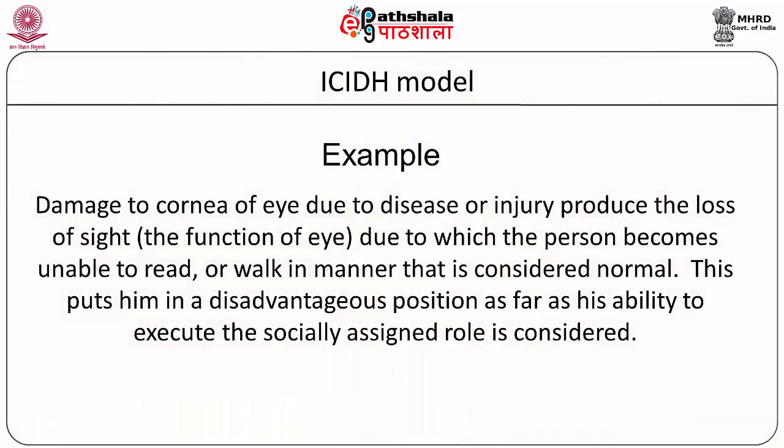An example will clarify this point. The damage to the cornea of the eye due to disease or injury produces the loss of sight, which is the function of the eyes, due to which the person becomes unable to read or walk in a manner that is considered normal. This puts him in a disadvantageous position as far as his ability to execute the socially assigned role is concerned.